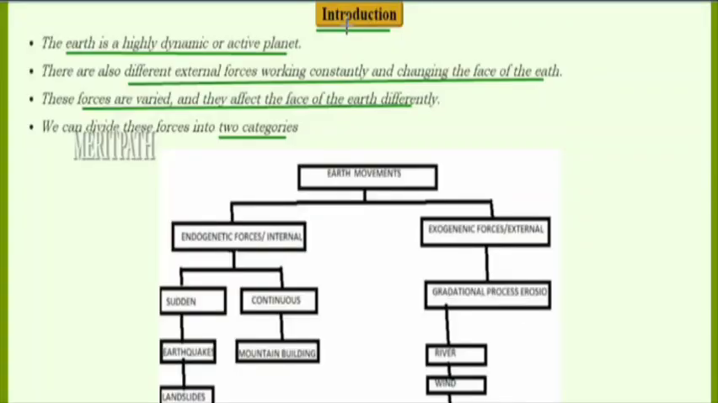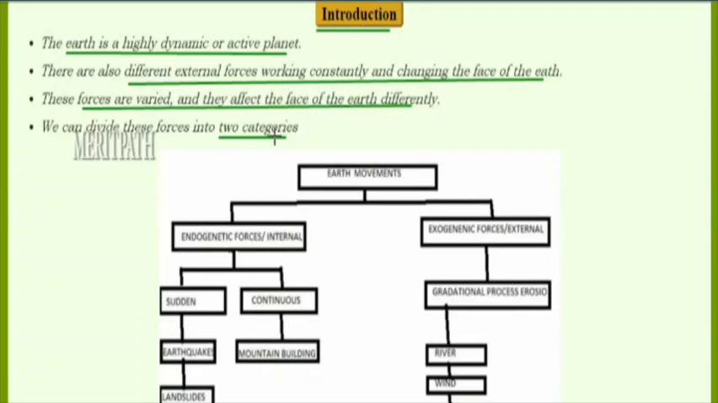Let's study a new chapter called The Changing Face of the Earth. Earth is a highly dynamic and active planet. On the Earth, there are different forces which are continuous and working constantly, and these forces are changing the face of the Earth. These forces are varied and they affect the face of the Earth very differently.